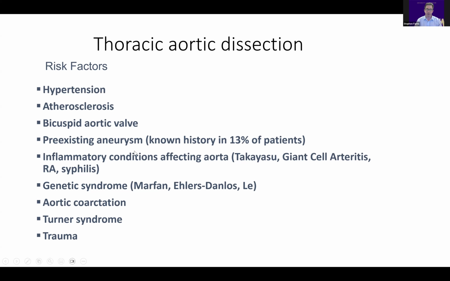So if you know they have a pre-existing aneurysm, and it was 4.5 centimeters, let's say, no big deal. Well, they come in with this presentation, it's dissection until proven otherwise. Just because there's a cutoff for screening doesn't mean that they can't rupture sooner. Those are just guidelines. And then if they have other genetic syndromes or other findings, like inflammatory diseases.